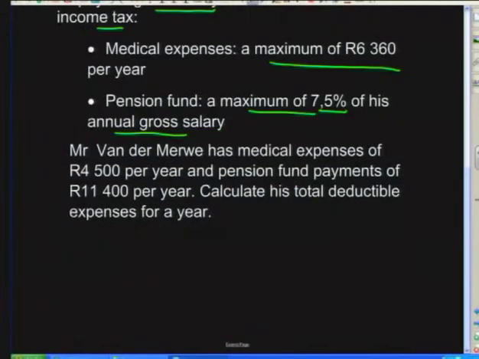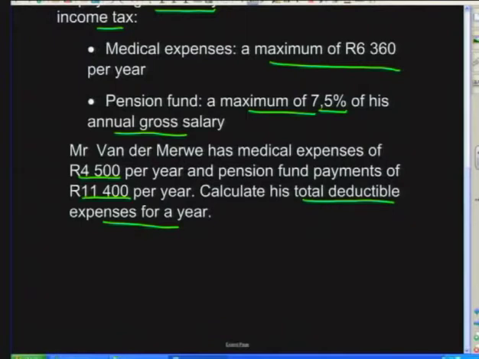A pension fund is a maximum of 7.5% of his annual gross salary. So a maximum, again, you can pay more, but you can only deduct a maximum of 7.5%. Mr. van der Merwe has medical expenses of 4,500 rand per year and a pension fund payment of 11,400 per year. Calculate his total deductible expenses for the year.